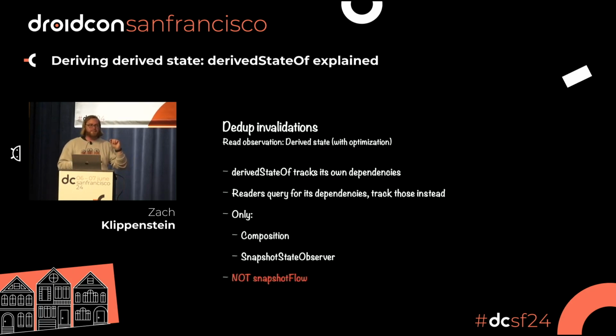Most notably, snapshot flow does not dedupe invalidations in the same way because when the state changes, it invalidates the actual function that you pass to the snapshot flow. But when that changes, it doesn't invalidate some other function, it just emits on a flow. So it uses much simpler logic, it does much less work, and just reruns its calculation, and only emits from the flow if something changes. So I'm going to run through an example here that applies to composition and snapshot state observer, but not snapshot flow.